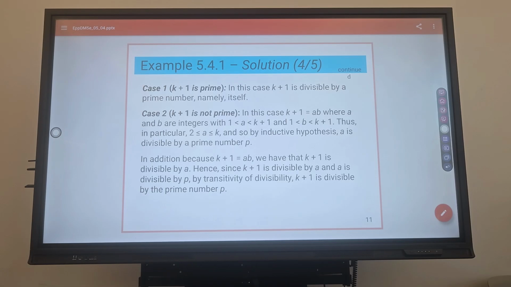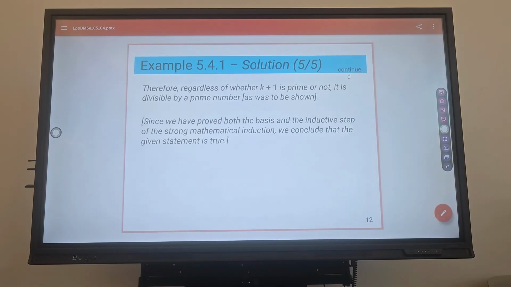So, in addition, because k plus 1 equals a times b, we have that k plus 1 is divisible by a. Hence, k plus 1 is divisible by a, and a is divisible by p, and by transitivity of divisibility, k plus 1 is divisible by the prime number p. Therefore, regardless of whether k plus 1 is prime or not, it is divisible by a prime number. So we can conclude that this given statement is true.